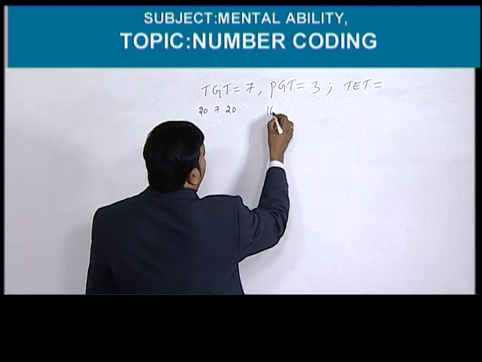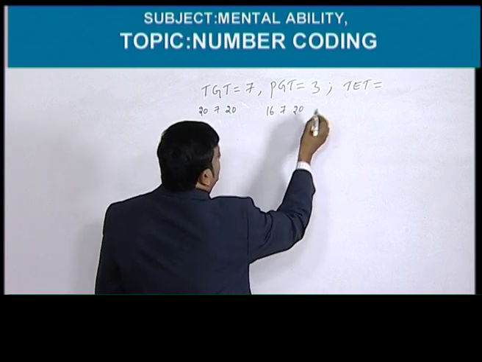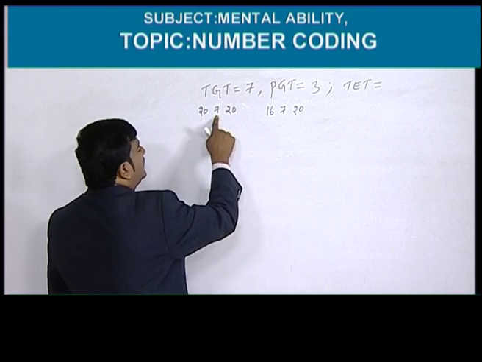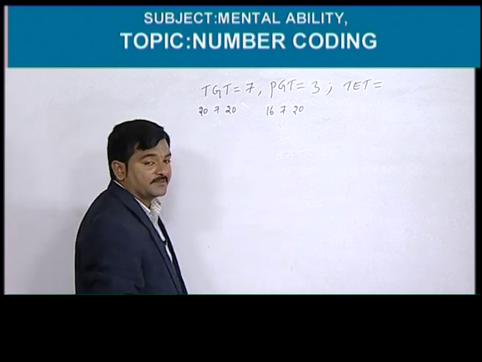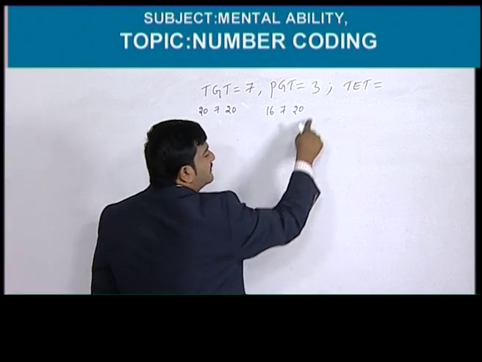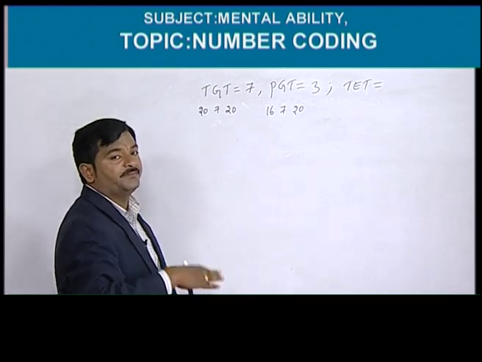PGT. P means 16. Again G means 7. T means 20. See, for example, you may think in that way. How? Here the middle number is 7, simply taken 7. But is it applicable for the second word? Here the middle number is 7, is there again 7? No, that's why that condition fails. We should think in some other way.